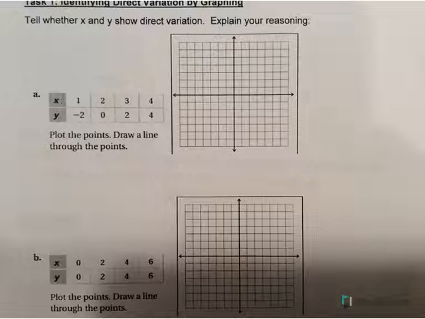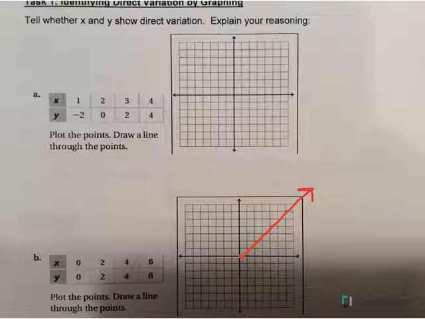All right, we look at the second one, B. Graph 0, 0, then 2, 2: right 2, up 2. Then 4, 4 from the origin: right 4, up 4. Then 6, 6: right 6, up 6. Again, use a straight edge, connect your dots, extend it through the graph, and put an arrow on the end.